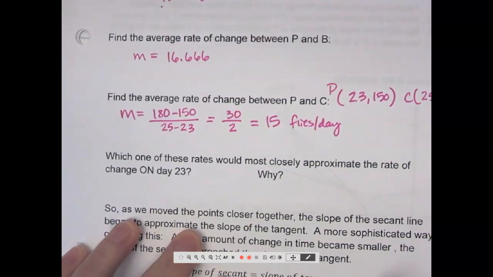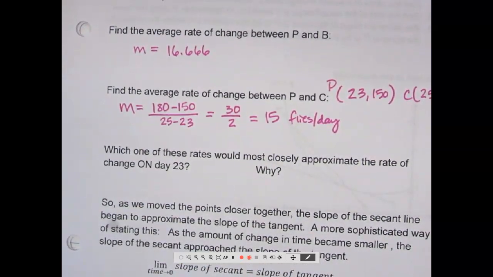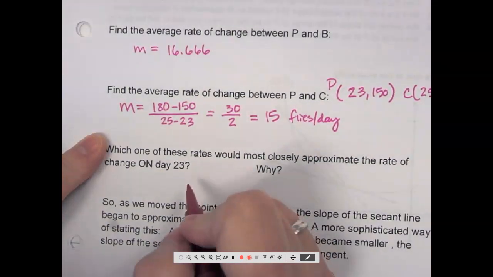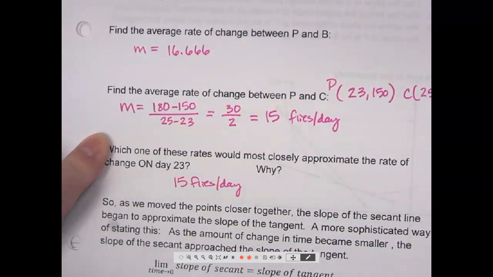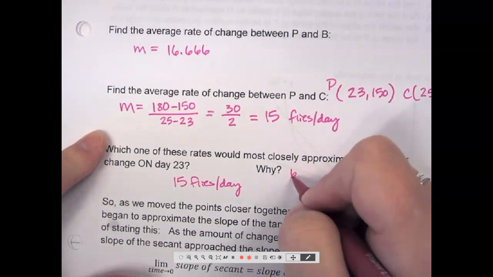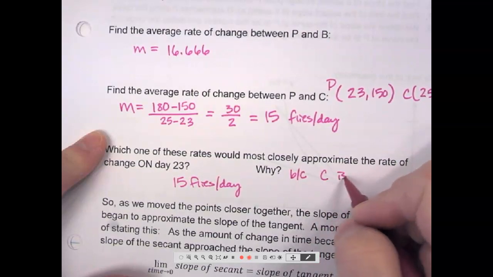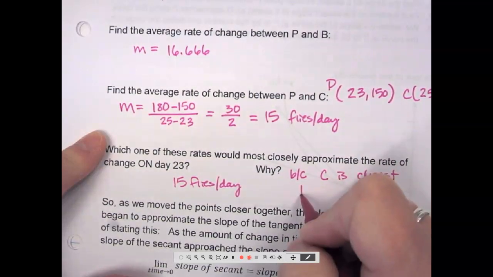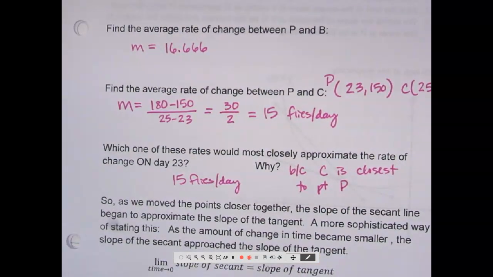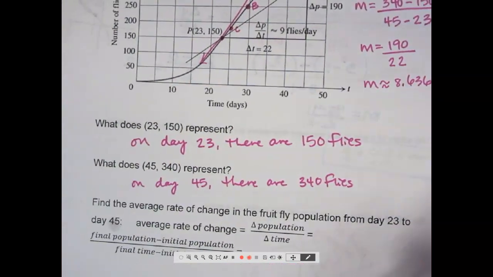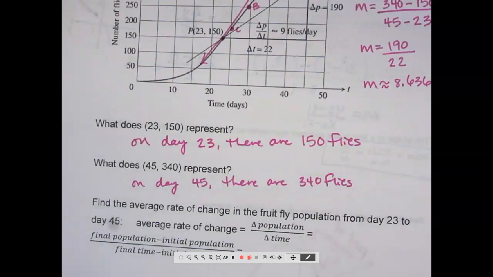All right. Which one of these would most closely approximate the rate of change on day 23? Probably between P and C. So the 15 flies per day. And why is that? Yes. Because C is closest to point P. So the closer we got, ideally, the more accurate our approximation would be. Now, ideally, how close would we want that point to be? Like so close you almost can't tell they're 2 different points, right?